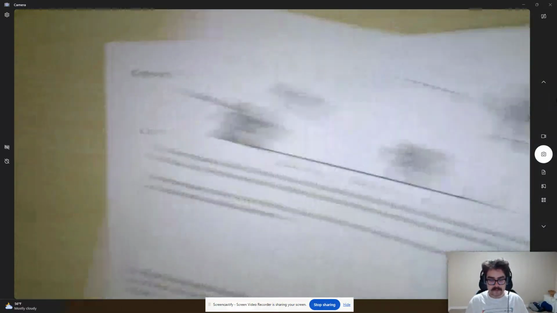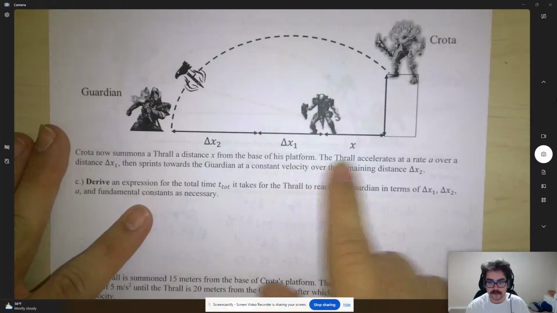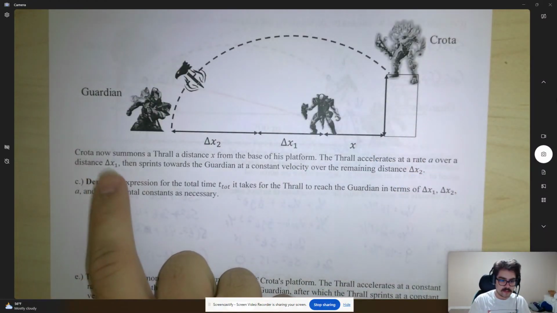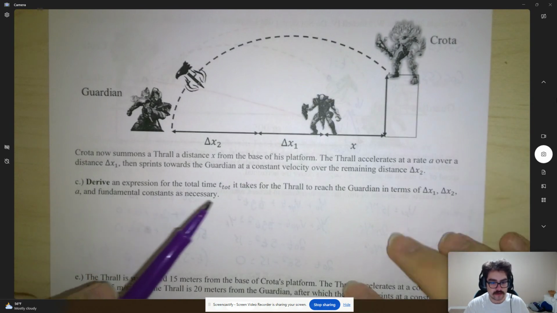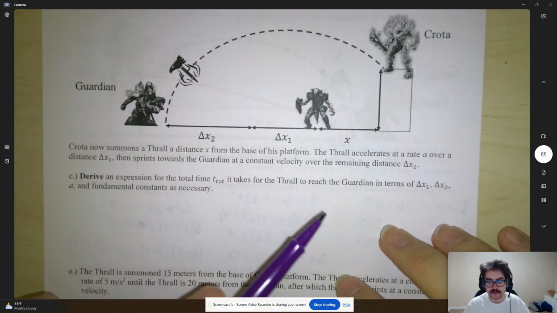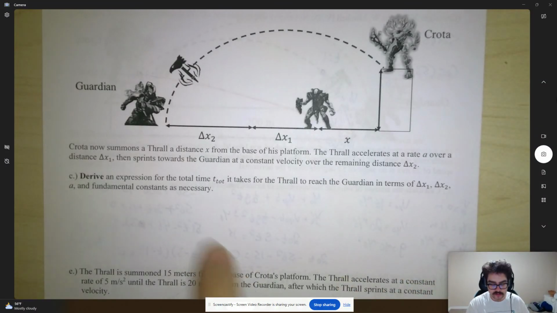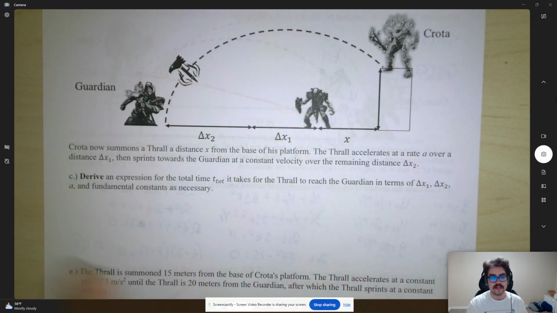Okay. It says now Crota summons a thrall from the base of his platform. The thrall accelerates at a rate a over a distance delta x1, then sprints towards the Guardian at a constant velocity for the remaining distance delta x2. Derive an expression for the total time t total it takes for the thrall to reach the Guardian in terms of delta x1, delta x2, and a, and fundamental constants as necessary. Notice that you can only use delta x1 and delta x2, acceleration, and fundamental constants. That's pretty much just going to be g, if we end up using g.